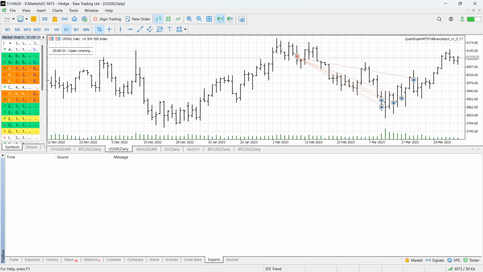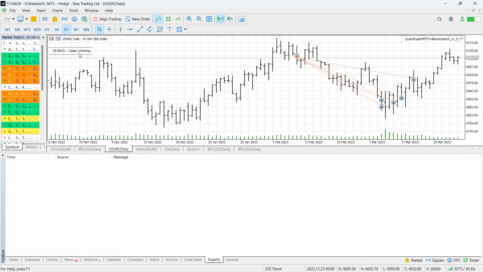This is how the expert advisor works. We have to attach the expert advisor to the account we want to copy the trades from, and the chart and the time frame don't matter. You can attach it to any chart and time frame, for example, this chart.